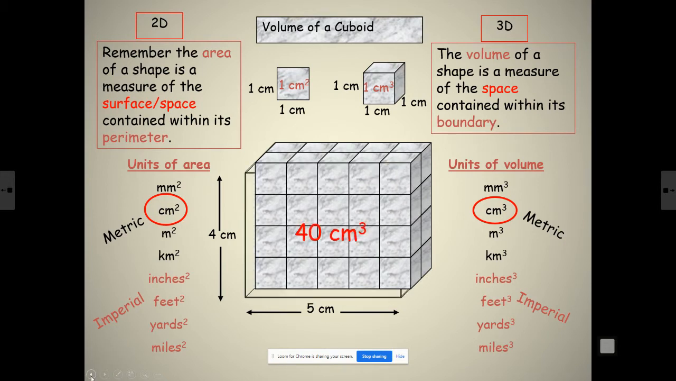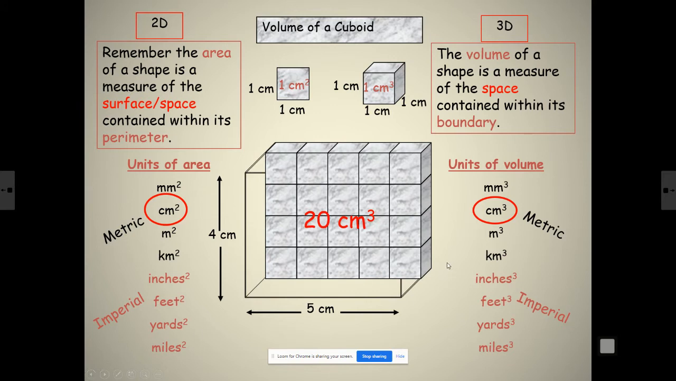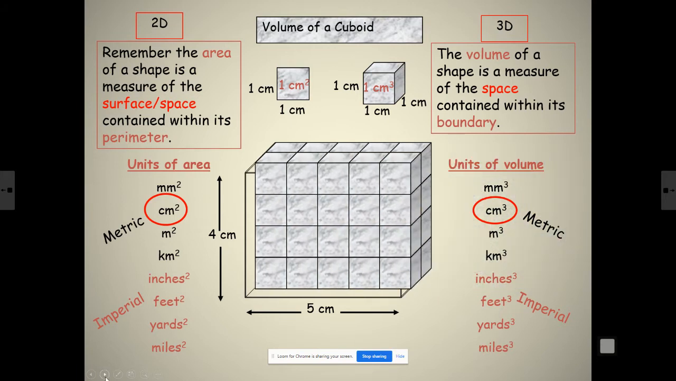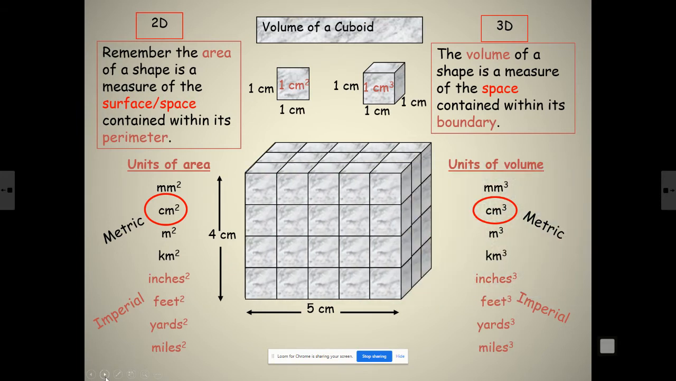Let's just look at that again. So we started by putting 5 across and 4 up. And then we saw there was still space there, so we could just keep putting in another 5 by 4, another 20, and then another 20 till it was filled. So what we see, because it's a cuboid, it's got 3 dimensions. It's 3D. So we have a width, a height, and a depth. And these words are interchangeable.